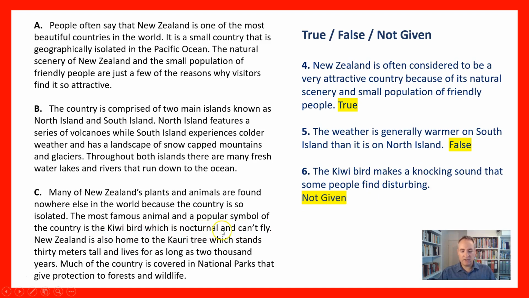Kiwi bird makes a knocking sound that some people find disturbing, which is nocturnal and can't fly, the kiwi bird. All right, so this is called a distractor, and a distractor is when they try and trick you, and this is a bit of a silly trick, really. They're saying knocking sound and nocturnal. Those words, even though they sound similar, they have no connection in meaning. So, and people find disturbing. There's nothing about the reaction of people to this bird, so that's just a not given anyway. So you don't even have to know what the meaning of this word is to find that that is not given.